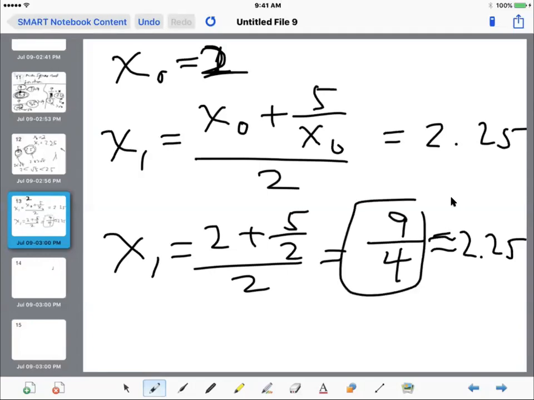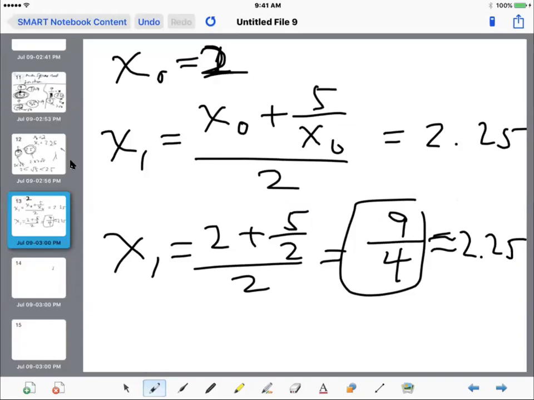I like this. It's called a rational approximation. 9 over 4 is 2.25, which is a pretty good approximation of the square root of 5. If you, on your calculator, were to do 2.25 times 2.25, you get 5.06, which is pretty close to 5.